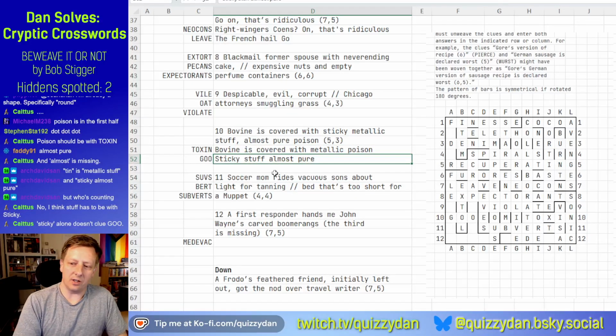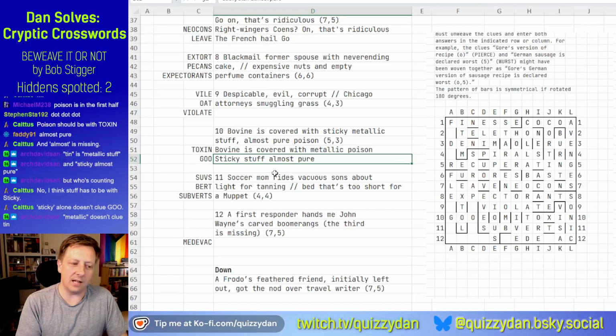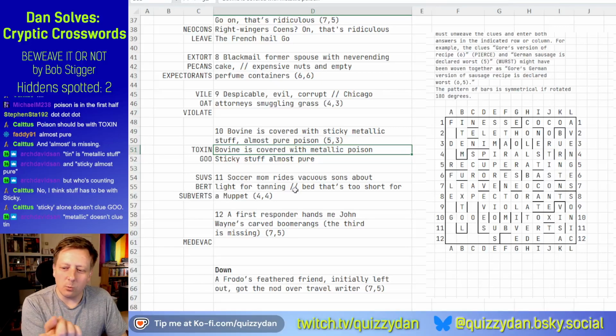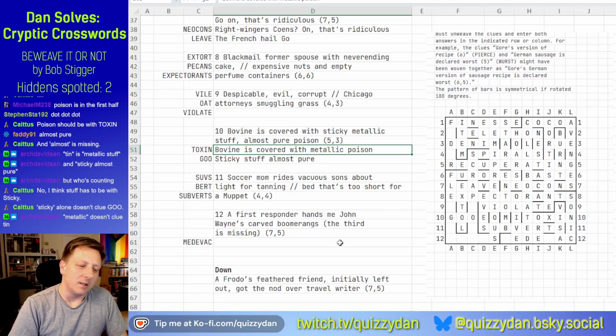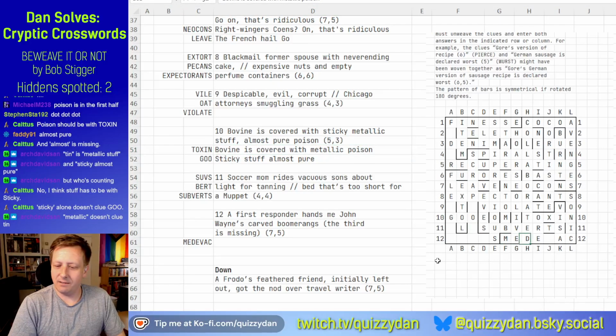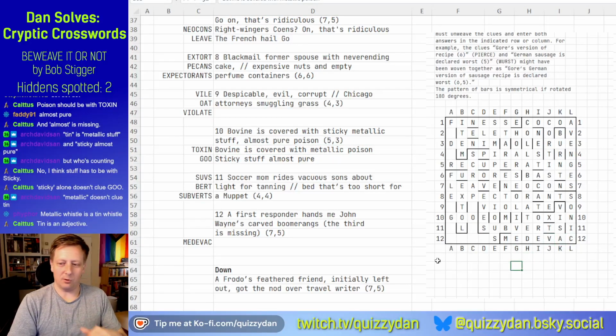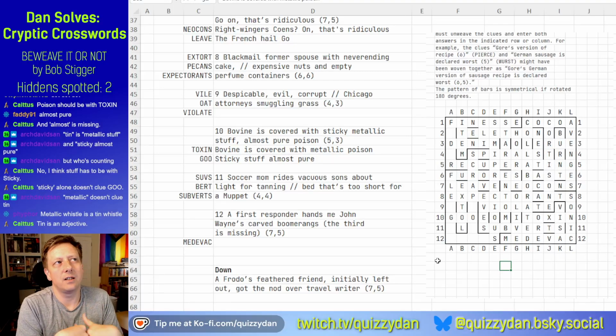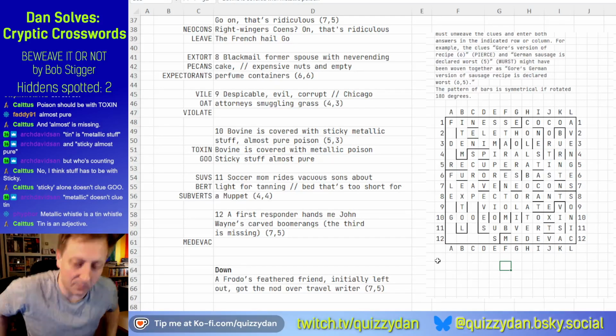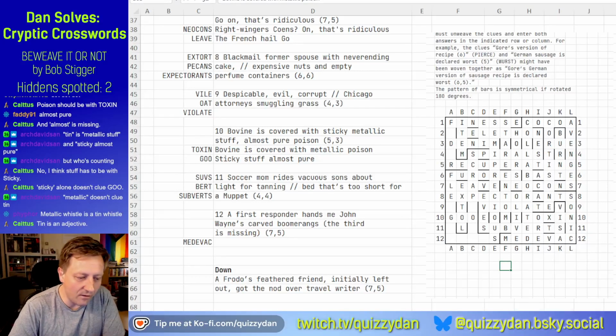It's sticky on its own, doesn't clue glue. I agree with Kata. Stuff on its own doesn't clue. I think you have to have sticky stuff for goo. I agreed, though, with metallic. But sticky on its own... Anyway, something is slightly not quite right there, but I'm not quite sure. Stanic is also the adjectival form of tin, but tin is also an adjectival form of tin, so that works. Medivac, a first responder.